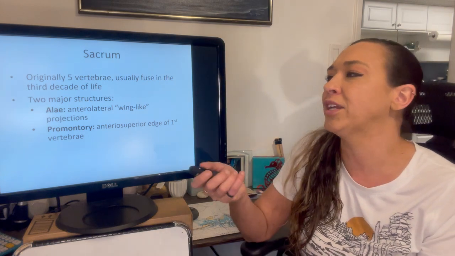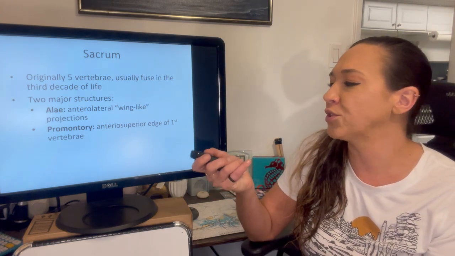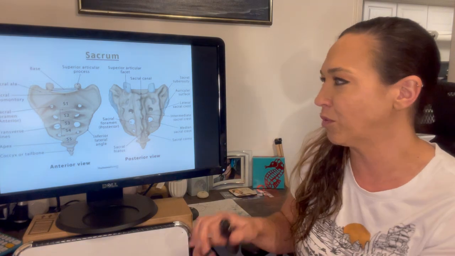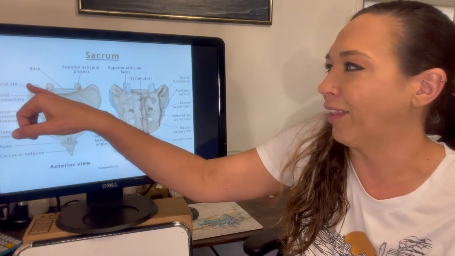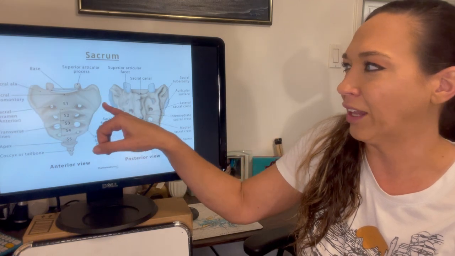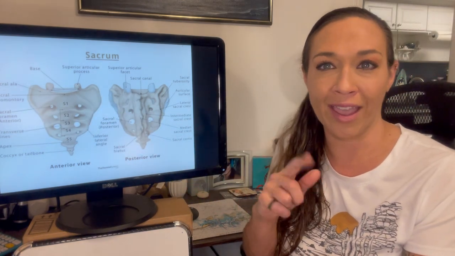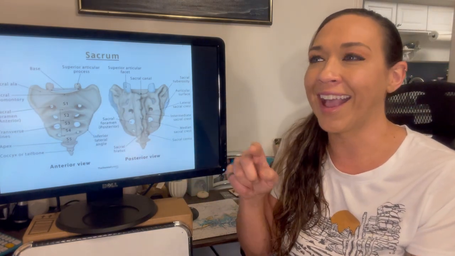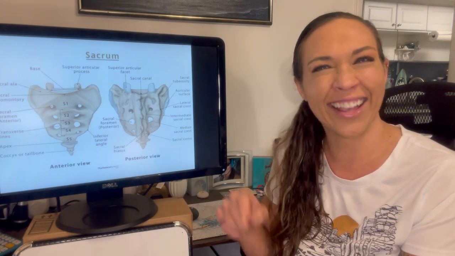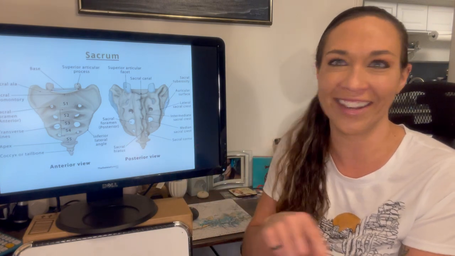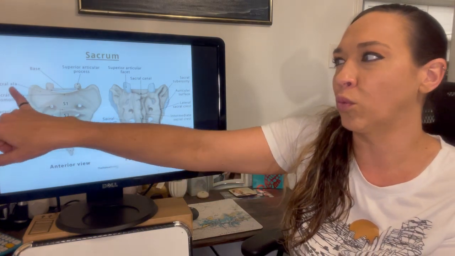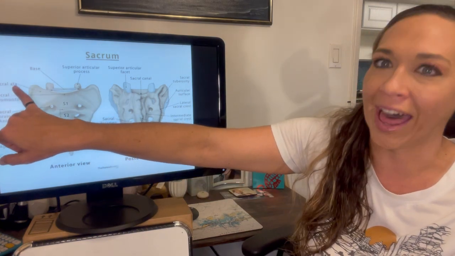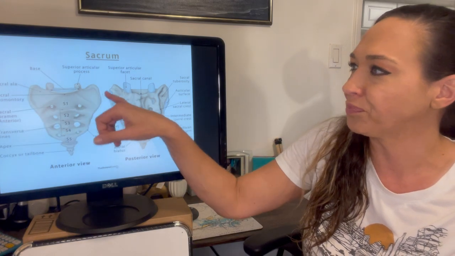And then the promontory is going to be basically your anterior superior edge of your first vertebra, which we're going to see right here. Okay, so this is your ala, right? Ala and alae. Alae is plural. So if you see A-L-A-E, there it is. I can't spell today. That's what that means. It's basically there's two of them. So really what we're talking about is the sacral ala, which is just these wings right here.